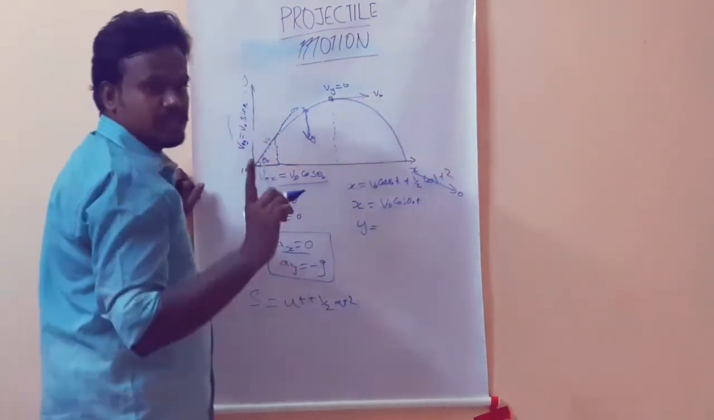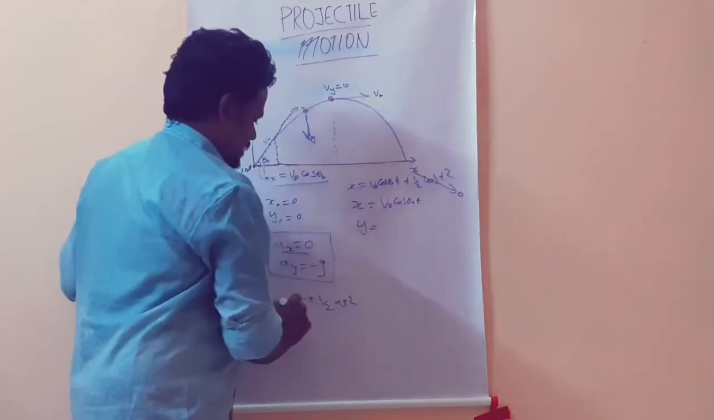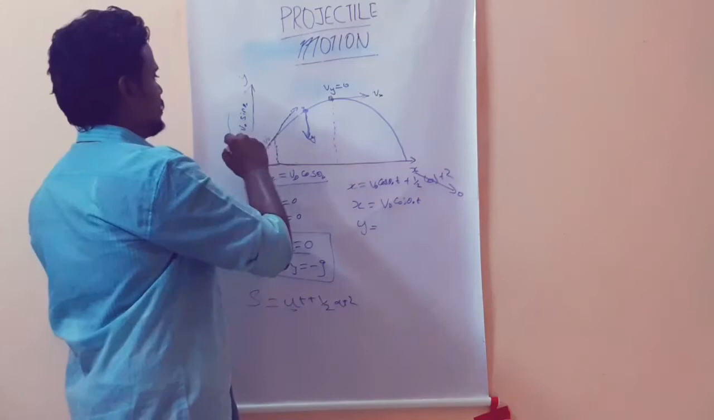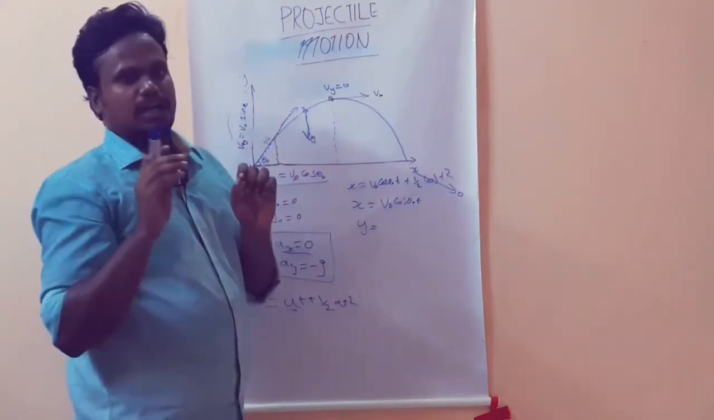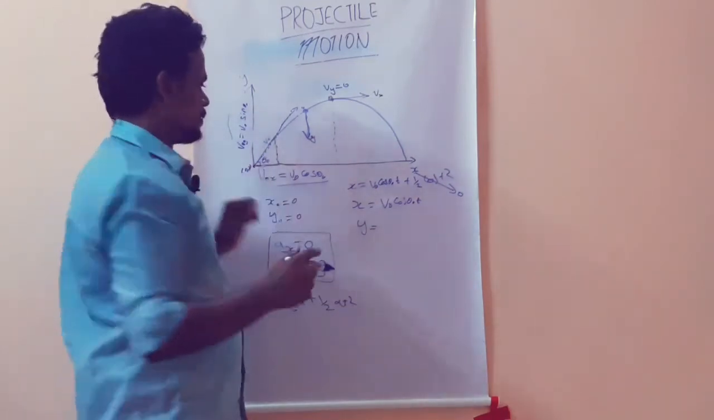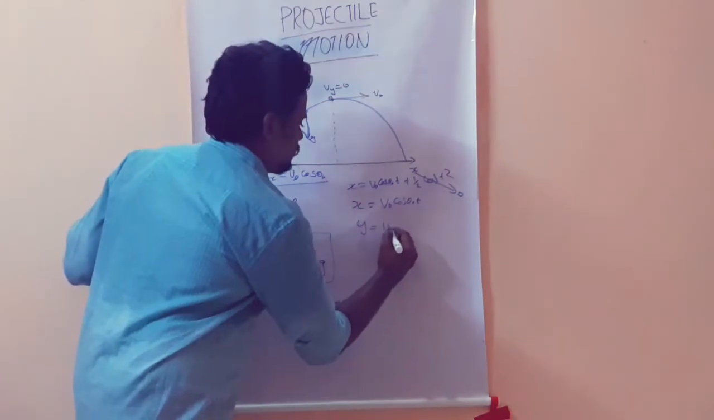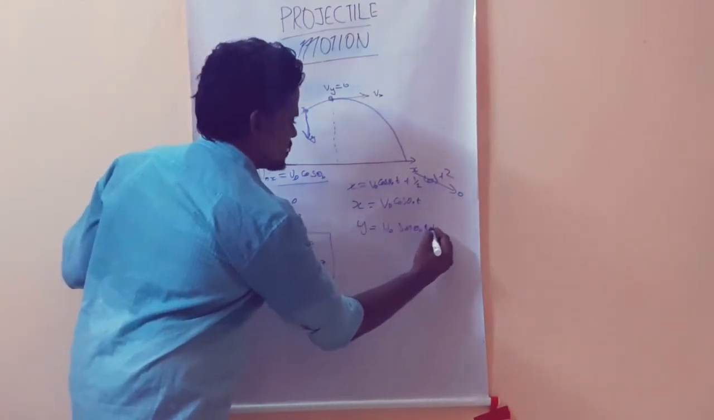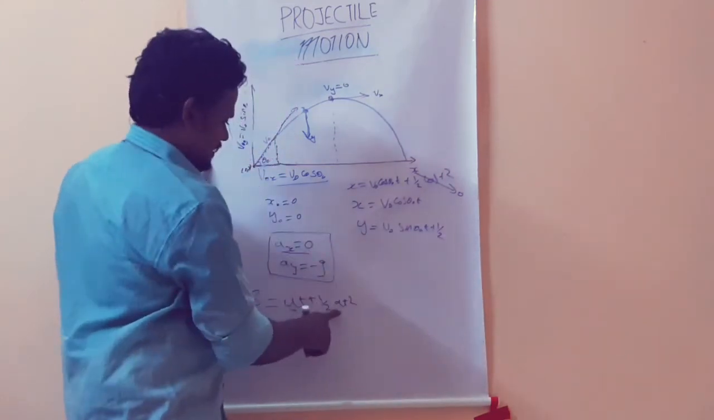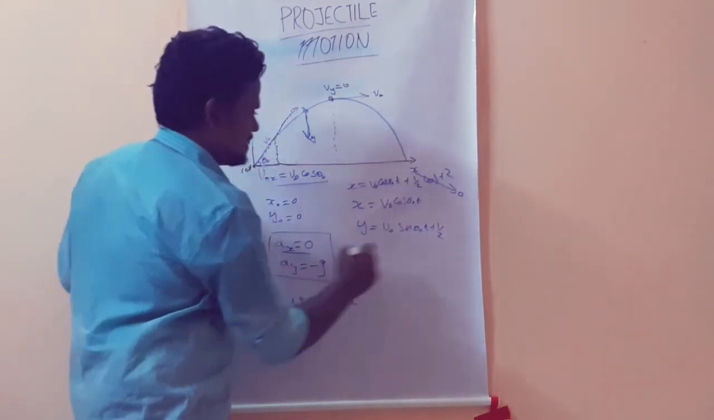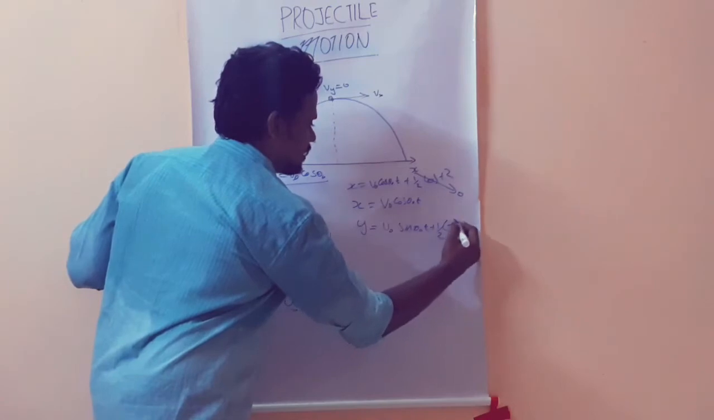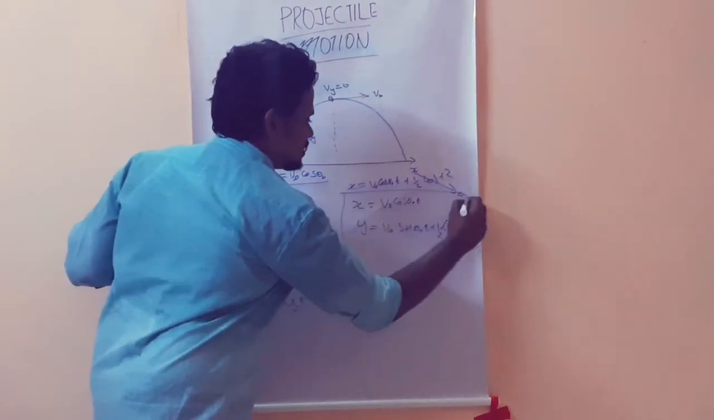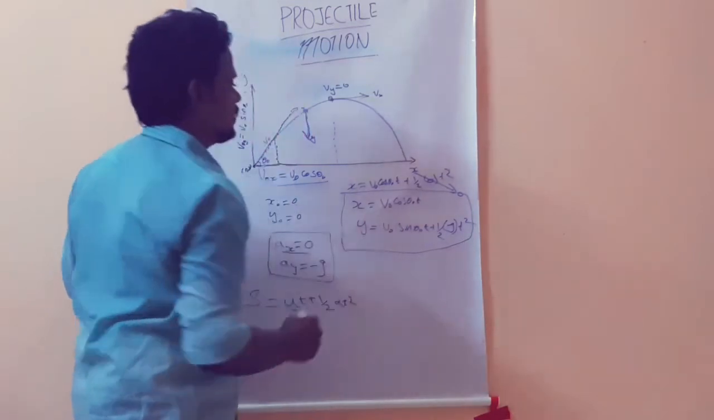So in the place of s, we are going to substitute y, and instead of u, that is the initial velocity u, we are going to substitute the y component of initial velocity. So v naught sin theta naught into t plus half, instead of a we are going to write minus g, that is acting along the negative y axis, into t square. So these are the instantaneous velocities along the x and y axis.